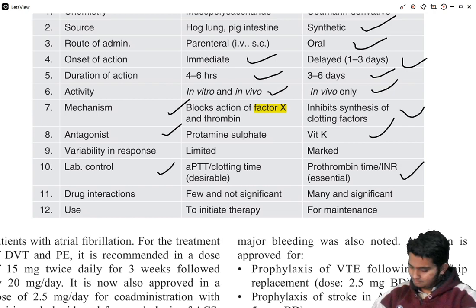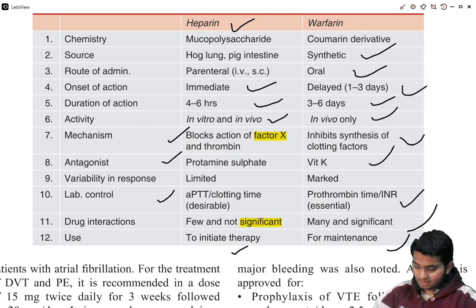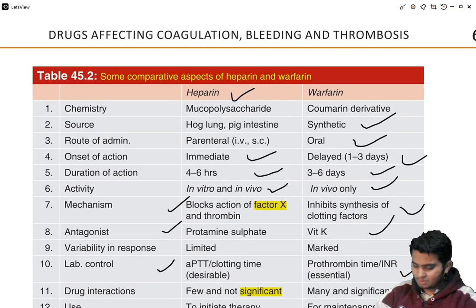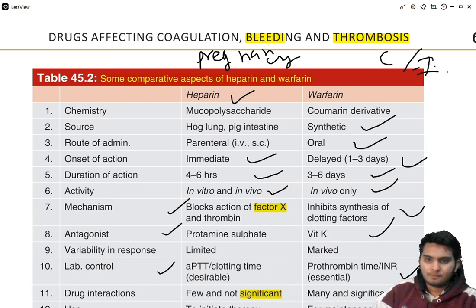Drug interactions are few and not significant with heparin, while there are many drug interactions between warfarin and other drugs. Heparin is used to initiate therapy because it has an immediate effect, and warfarin is for maintenance. Heparin can be used in pregnancy, while warfarin is contraindicated in pregnancy, as it is harmful to the fetus.